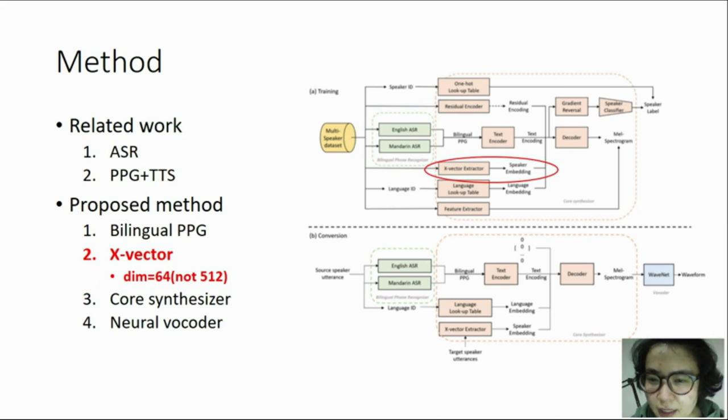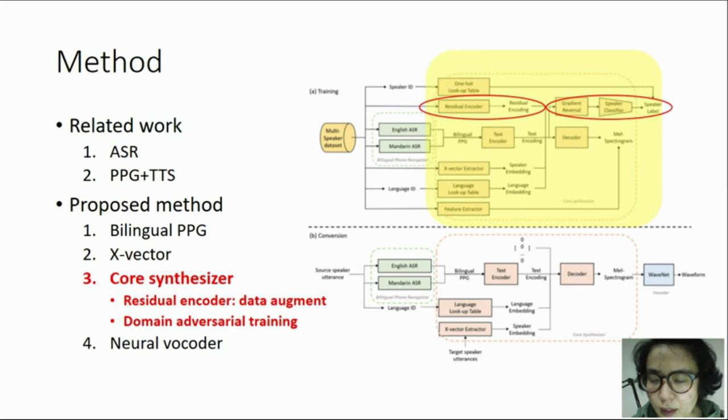The X vector is a discriminatively pre-trained speaker embedding widely used in speaker recognition. We train the X vector extractor model by using both Mandarin and English data, but different from the usual ones, we use a 64-dimension X vector instead of 512-dimension because it became easier to converge while training the model.